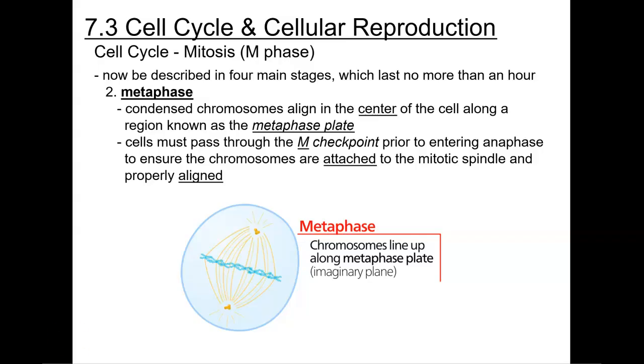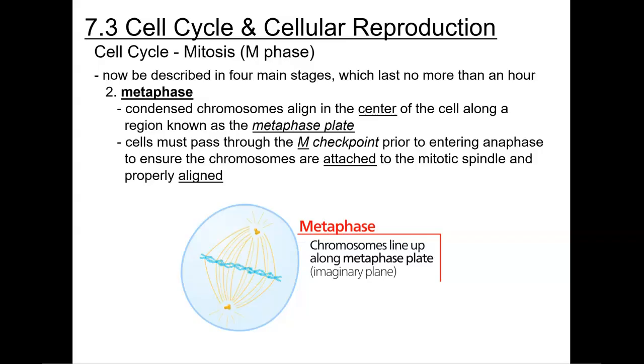The second step of mitosis is metaphase. This is where condensed chromosomes line up across the center of the cell along the region known as the metaphase plate. Lots of people refer to it as the equator of the cell since it goes across the center of the cell. So you see them line up.